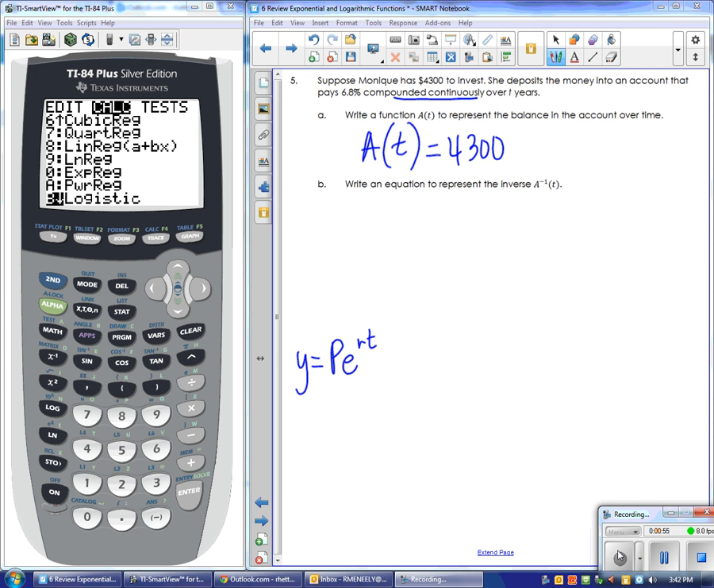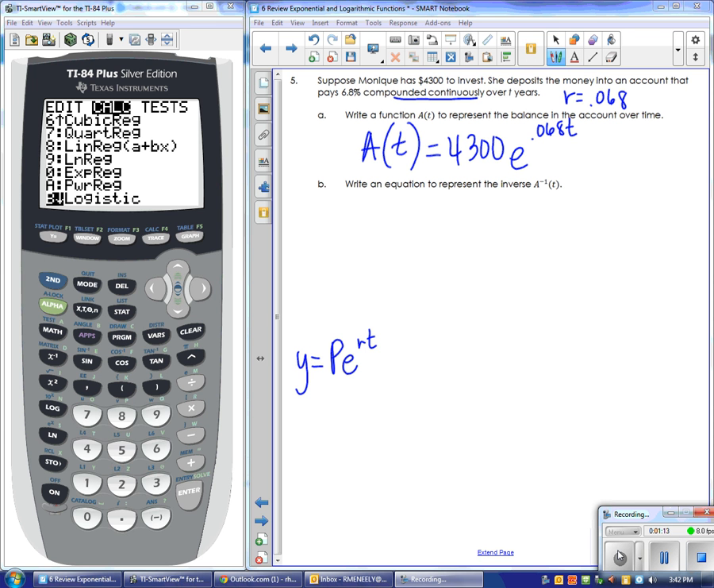Since it's compounded continuously, my base is e, and I'm going to raise it to the rt. In this case, my rate is 6.8%, or 0.068. So 0.068 t. So there's my function A of t that gives us the balance in our account over time.